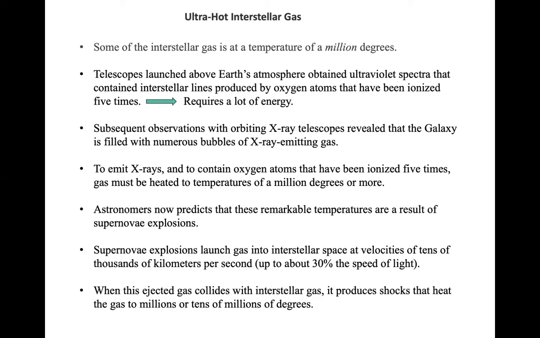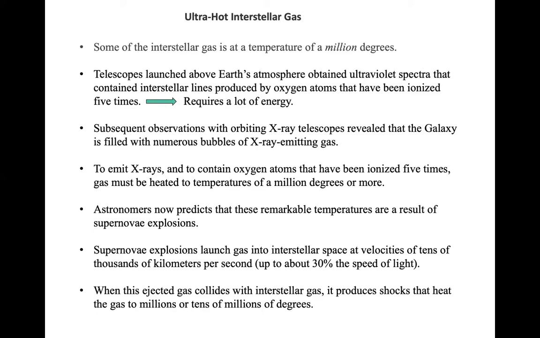And the telescopes that we have launched above Earth's atmosphere have obtained ultraviolet spectra that contain these interstellar lines produced by oxygen atoms that have been ionized 5 times. If something needs to be ionized 5 times, that means you need a lot of energy for that, right? So this is actually how they detected this ultra hot interstellar gas.